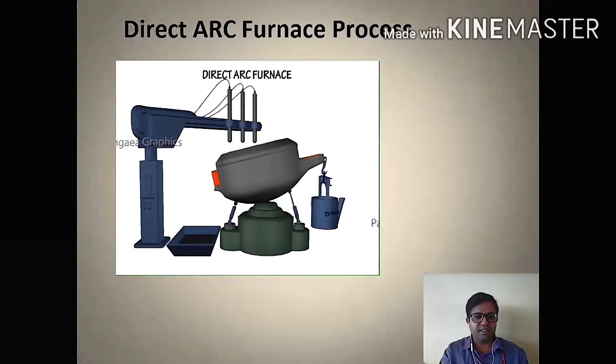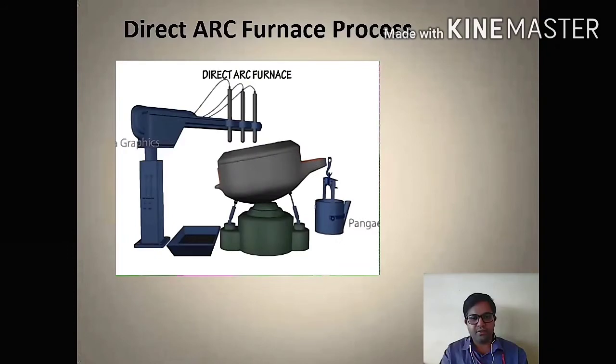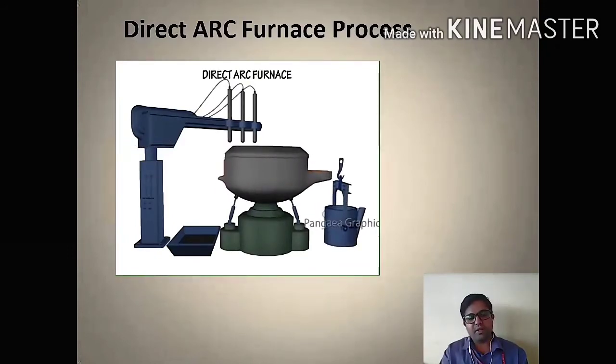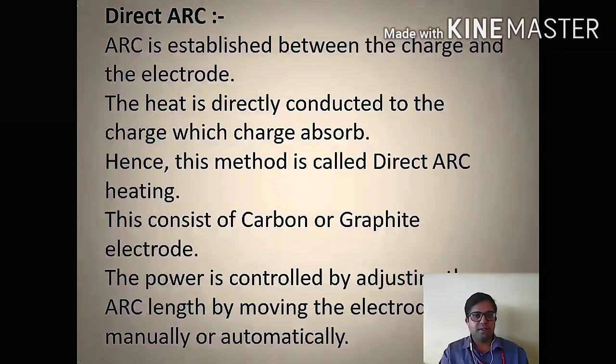That container is nothing but the slag, which is provided over there. So the slag is removed. Then what we are going to do? Yeah, we are going to pour the molten metal into a certain chamber. Okay, so this is once again explained here in direct arc heating.